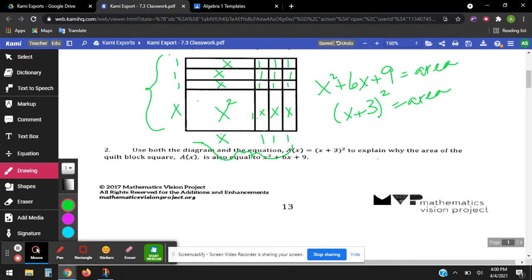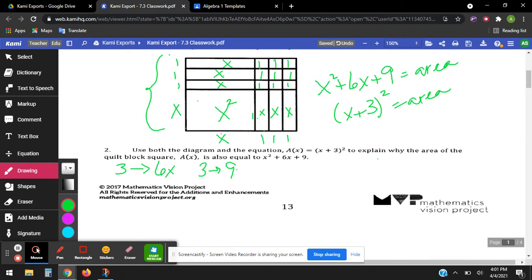So now for number 2, let me get these out of the way. Use both the diagram and the equation here, x plus 3 squared, to explain why the area of the quilt block square is also equal to this. So these are the two equations we come up with. How can we prove that they are equal? Well, we have two sets of 3 x's, 3 on each side, which makes 6 x's total. We have 3 ones on each side, which is 3 times 3, which is 9.